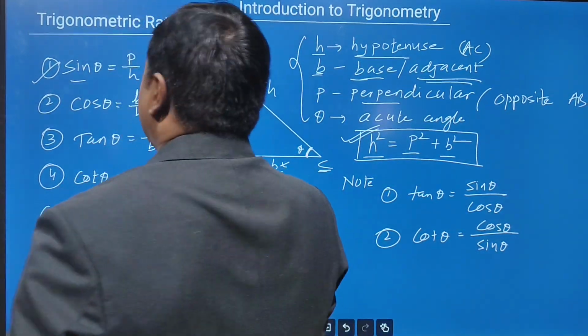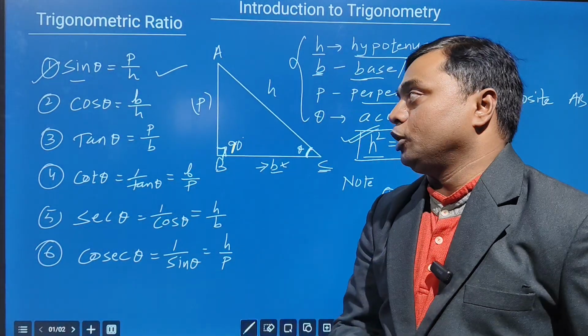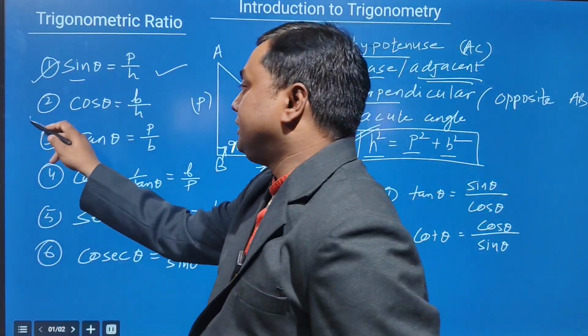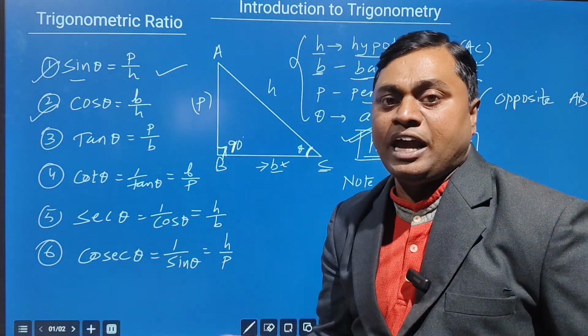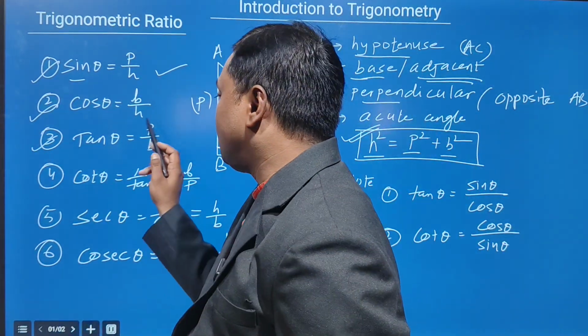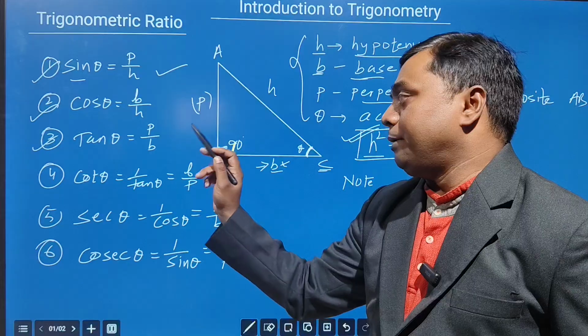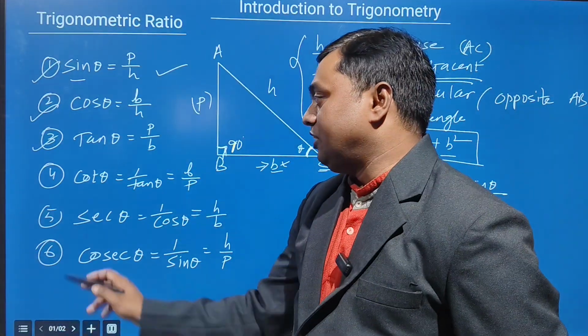So what is sine theta? Sine theta is p by h. Perpendicular by hypotenuse is called sine theta. Cos theta is what? b by h, or adjacent by hypotenuse. Tan theta is what? p by b, perpendicular by base, or opposite by adjacent, we can say.